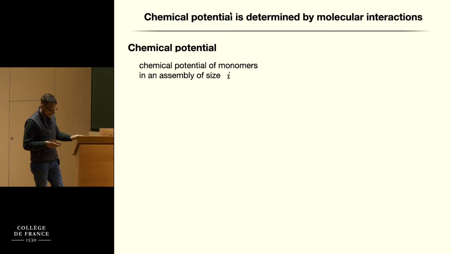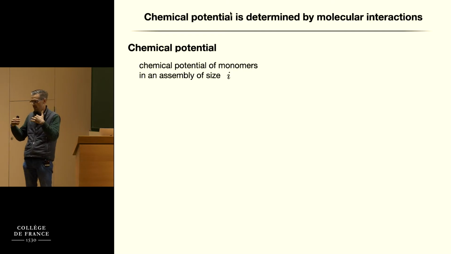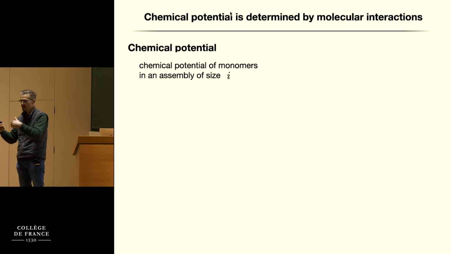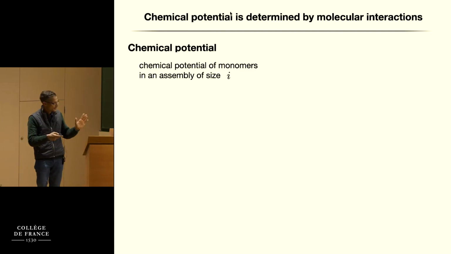So let's start step by step. What's the chemical potential I'm looking at here? It will be the chemical potential of a monomer in an assembly of size I. So it could also ask for the chemical potential of the assembly itself, but I ask for a monomer being an assembly of size I. Good, that's a detail.